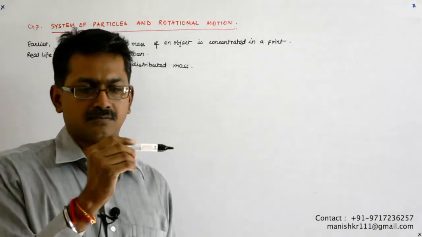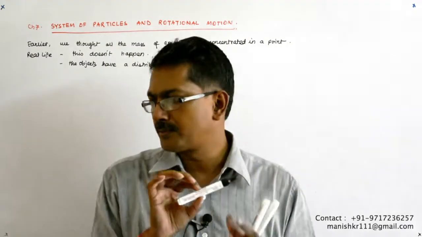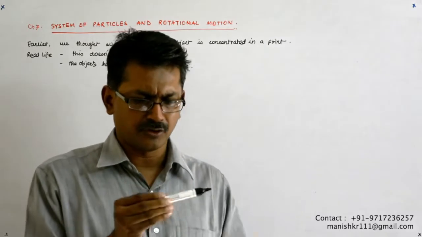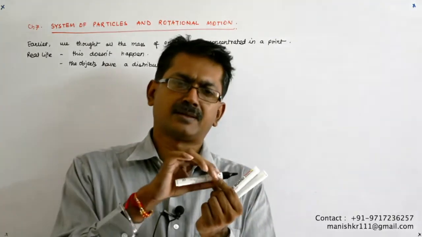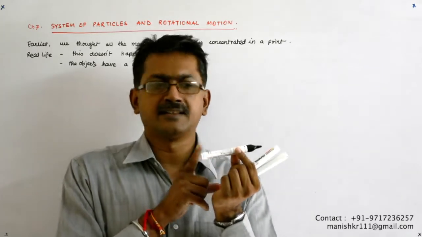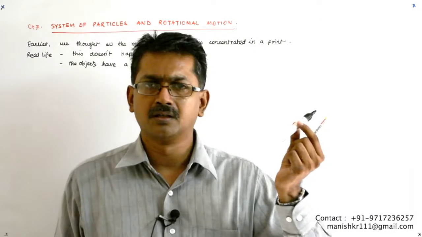This pen, I cannot say that all the mass is concentrated at one point. No. The mass is absolutely distributed. There is some plastic here, the same kind of plastic continues here. So why should I be favoring this end or that end? It has a distributed mass. It's quite visible, right?